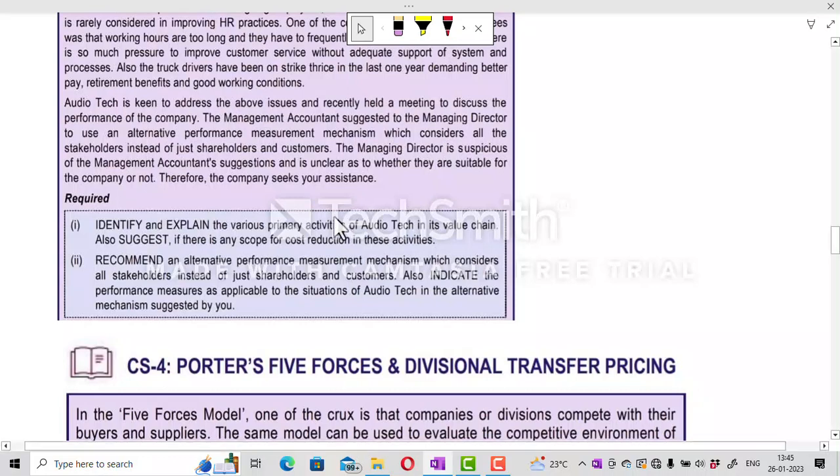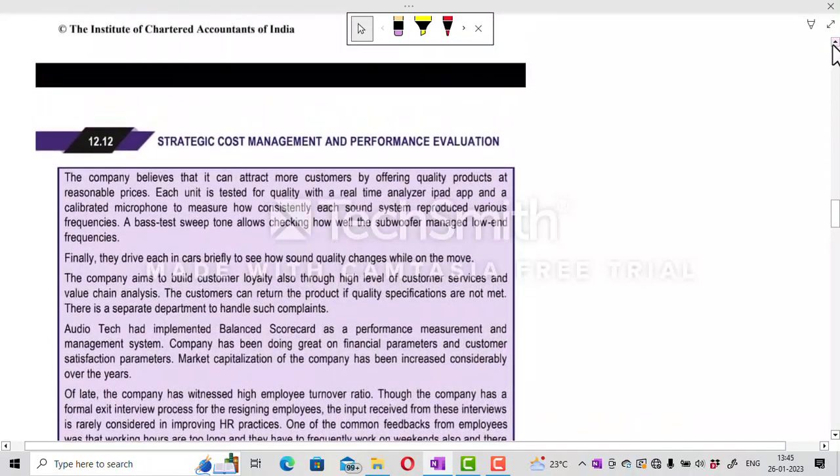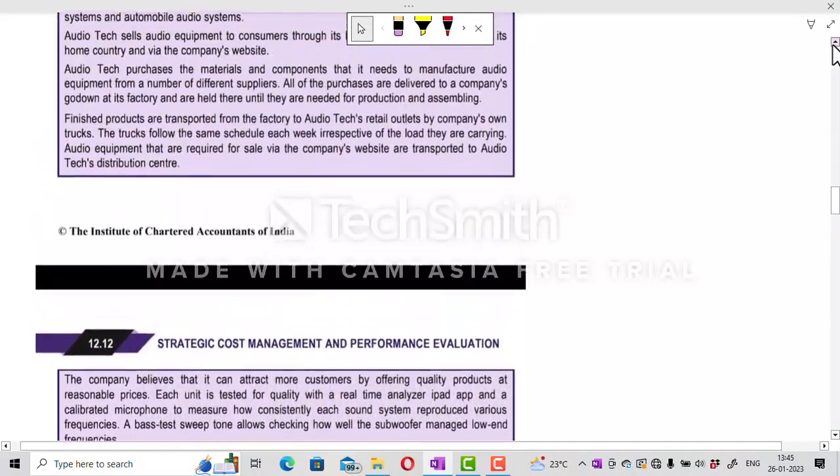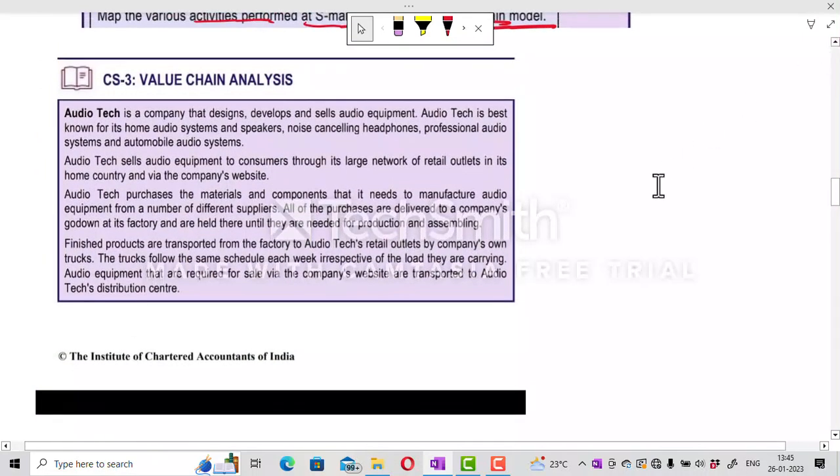They are asking only primary activities, okay, not the secondary activities. Only primary activities should be checked. So write about first value chain, and thereafter what is meant by primary activities and what is meant by inbound logistics. Then start with the actual answer.